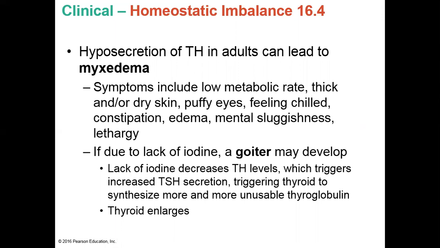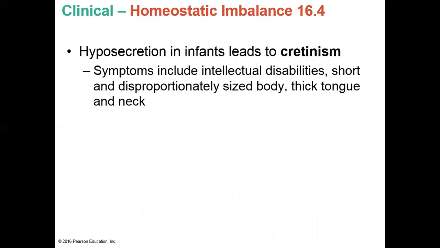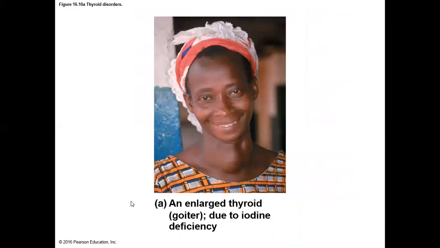And so the symptoms: low metabolic rate, thick, dry skin, puffy eyes, feeling cold all the time, constipated, edema, mental sluggishness, lethargic. And if it's due to a lack of iodine, which I mentioned before, that's a goiter. And that goiter, of course, is going to be seen as an enlarged thyroid. And I think they show a picture. Yes, so there is a person right there with a goiter. Iodine deficiency.